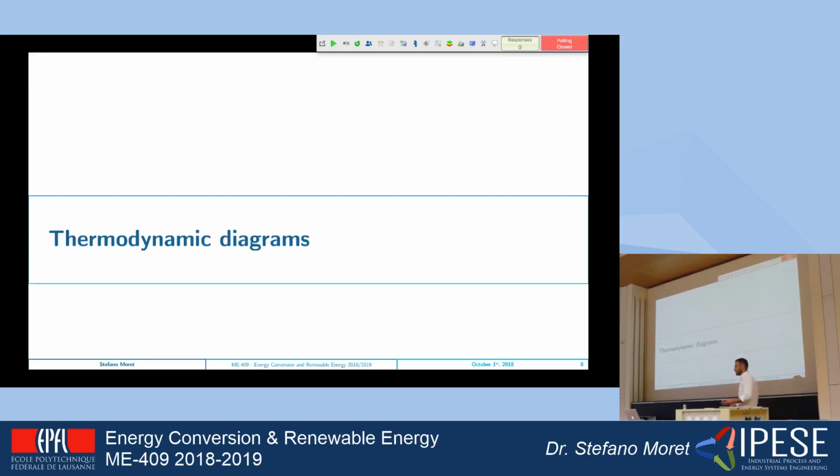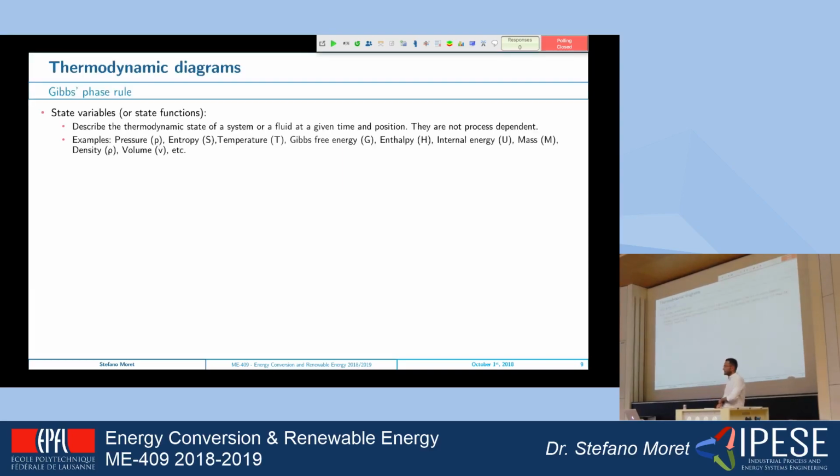So the last tool that we need in order to be able to do this calculation are thermodynamic diagrams. You remember from the lecture before that when we have a thermodynamic system, we call system properties or state functions the properties that describe the thermodynamic state of a system and are not process dependent. If we have a process going from A to B, they depend only on A and B. They do not depend on the path. So you remember work and heat are not state functions, but temperature, pressure, entropy, enthalpy, and so on are.